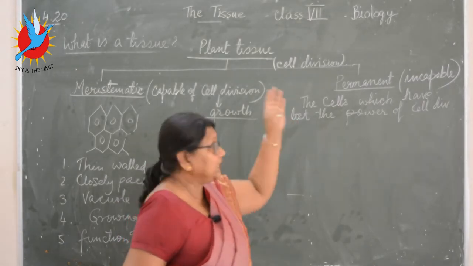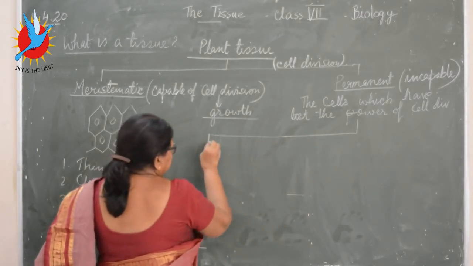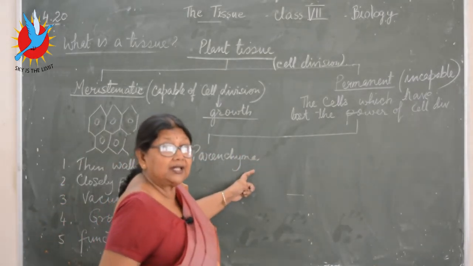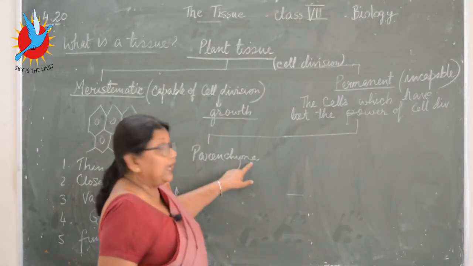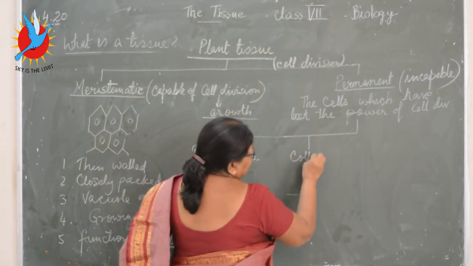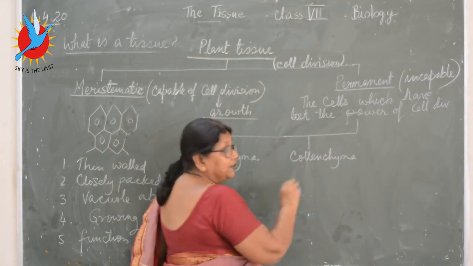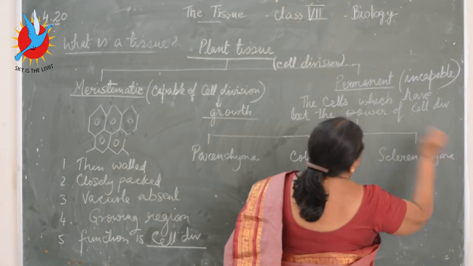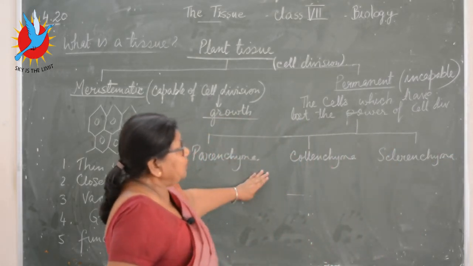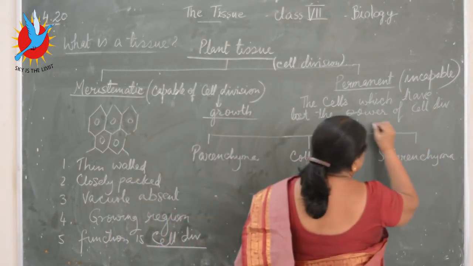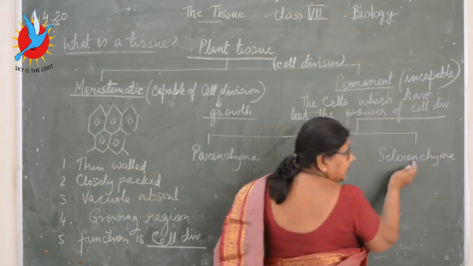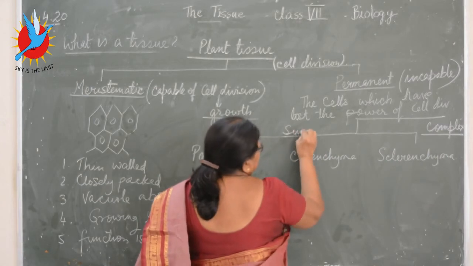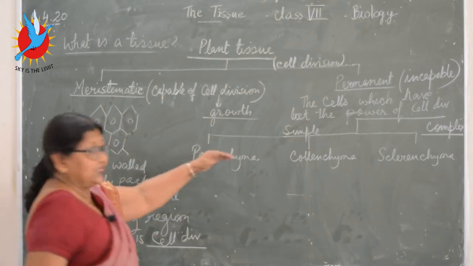Now, according to the structure, according to the location, according to the function, we can divide them into different groups. Now let's see what the different groups are. Parenchyma, please children learn the spellings clearly. Parenchyma, C-H-Y-M-A, parenchyma. Sclerenchyma. This is one type of permanent tissue. Permanent tissue is further divided into another one: complex, and this is your simple. Because there is less space, I will write it later on.